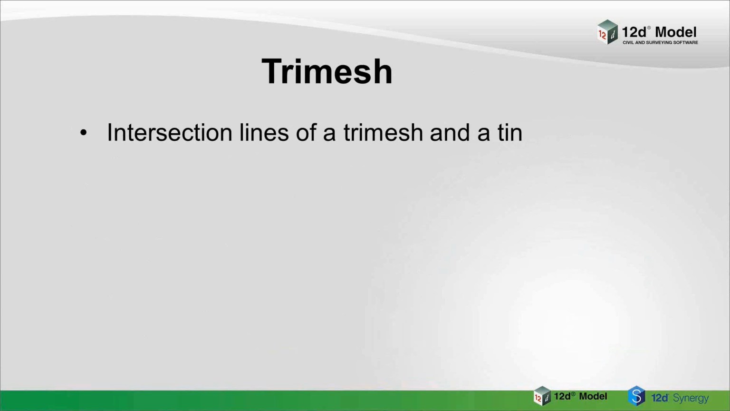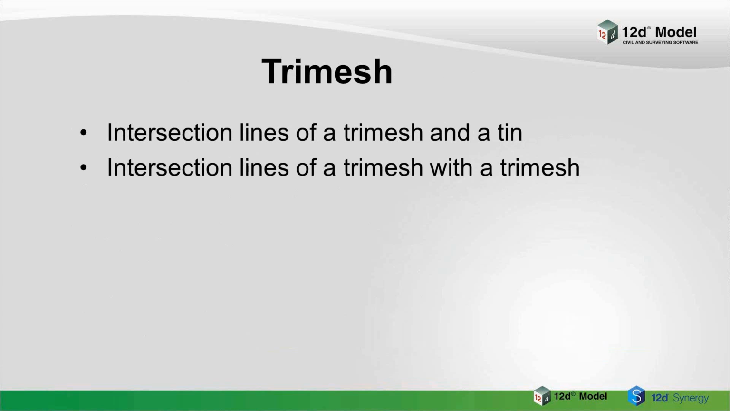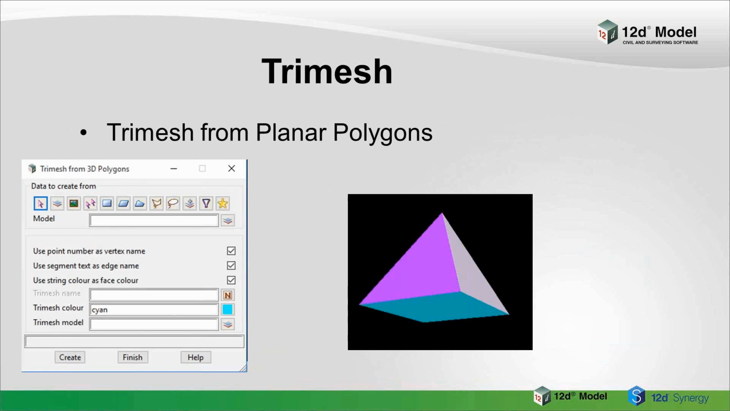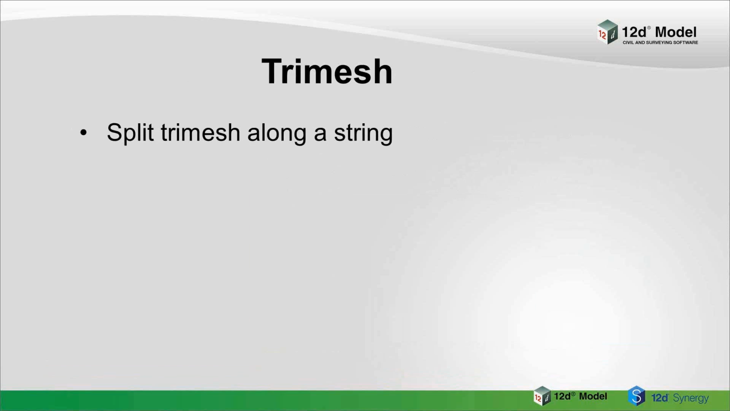You also can find intersection lines of a Trimesh in a tin, intersections or lines of Trimeshes with other Trimeshes, and you can also contour a Trimesh. Another little thing we've got in there is to turn Trimesh planar polygons into a Trimesh. What that means is if you've got a whole lot of faces existing in a plane, you can actually build something from them quite easily. So for example here with this pyramid, if you've got a face for the base and for the other four sides, you run this option, it makes it into a solid Trimesh.